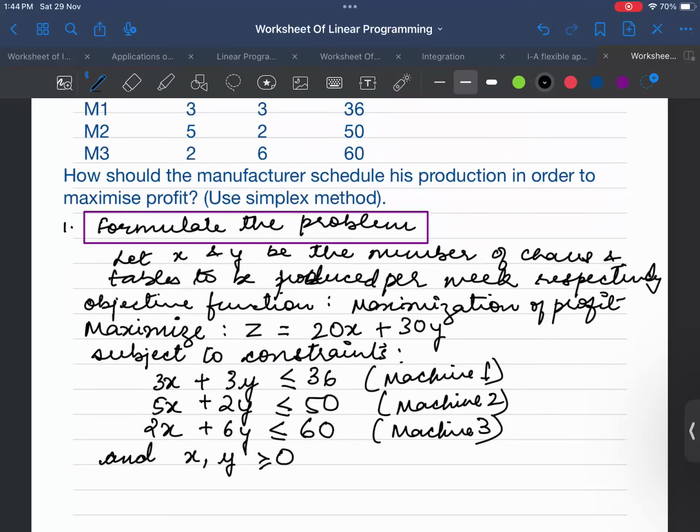Three things I told you. One is the objective function, which is necessary in formulating the linear programming problem. First thing is maximize or minimize, whatever. So the objective function is required. Second, you are supposed to write the inequality equations of the subject to constraints.